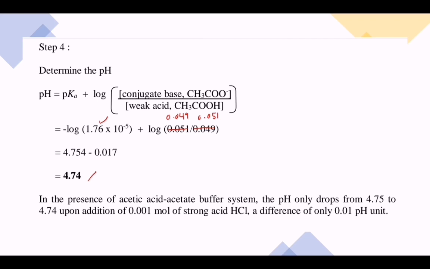As we can see here, the initial pH of buffer solution is 4.75, but after addition of H plus, the pH is now 4.74. So we can see here the pH does not change much. The pH only decreased by 0.01. This is what we call a buffer solution, where the solution will maintain its pH even though we add a small amount of strong acid or a small amount of strong base into the solution.